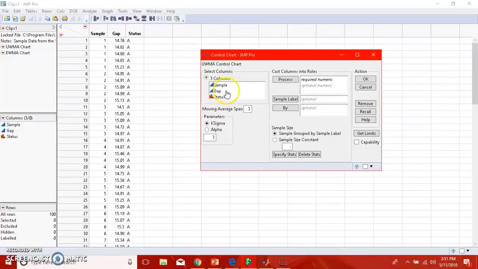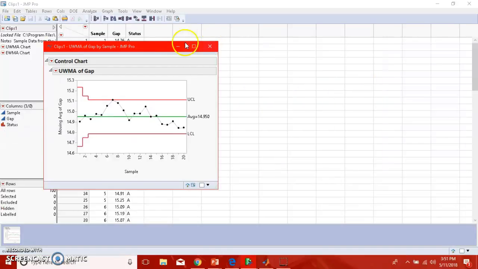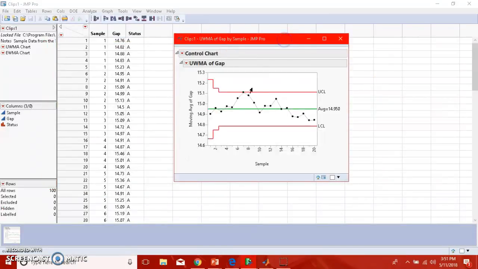Here we have our gap as our process, that's the thing we're measuring, sample as our sample label, and let's say we put 3 as our moving average. That's how many points back we sample from. If we click OK, here's the chart. See how there's a burn-in period for 0, 1, 2, and 3, and then when it gets to the 4th one, there's no more burn-in period because it's taking the full 3 samples back and averaging.